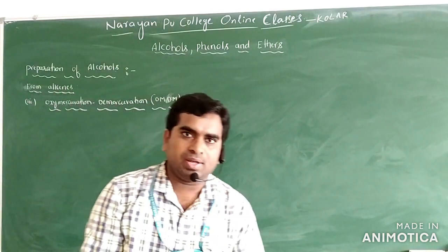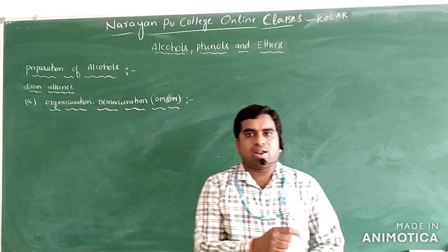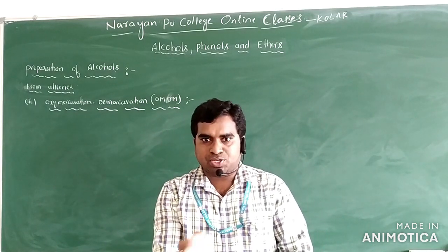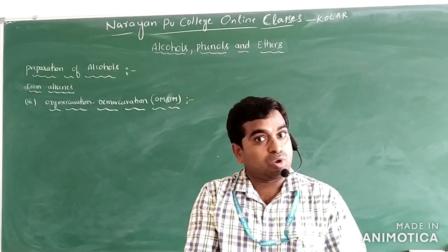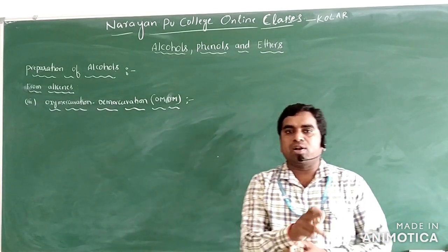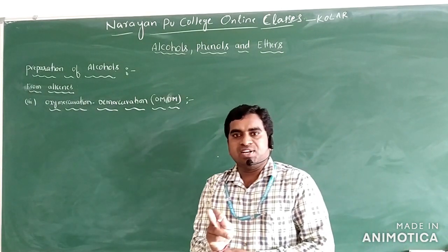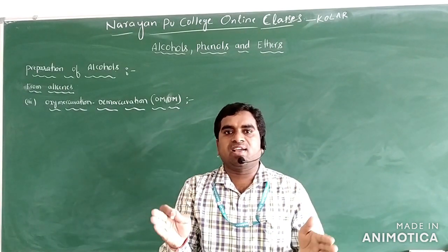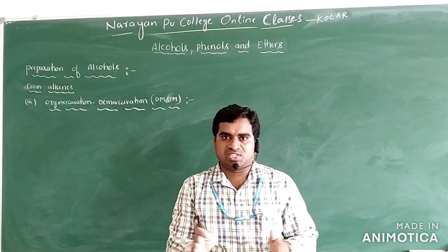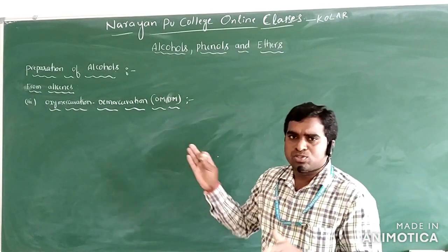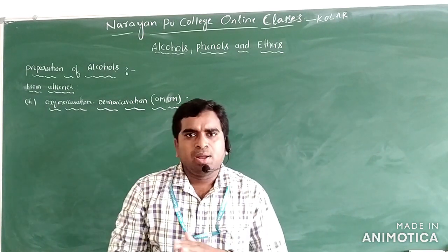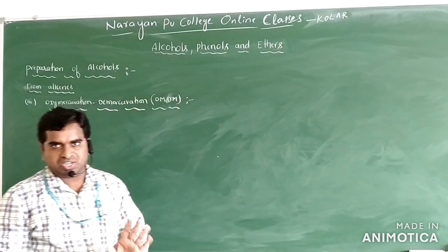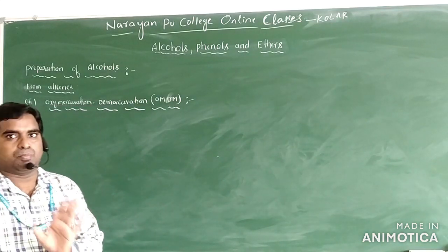Remember one point here. In hydroboration and oxidation, there is no intermediate, unlike hydration of alkenes, where carbocation is the intermediate. In hydroboration and oxidation, there is no intermediate, just a cyclic transition state. A 4-member cyclic transition state will be there. So a transition state will be there, but no intermediate is formed. Just remember that point, very important.